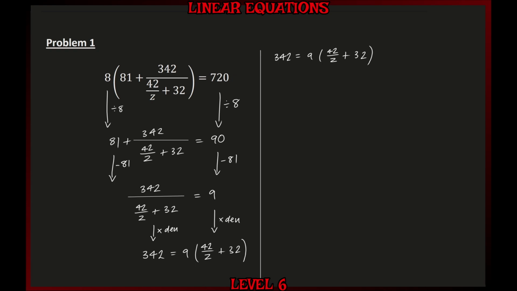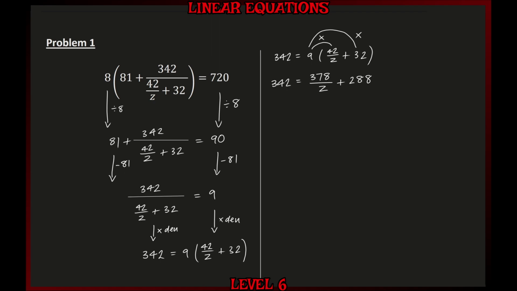So looking at the right, we'd like to expand the bracket. We're going to start by multiplying 9 by 42 over z. Now when we multiply an integer like 9 by a fraction, we can just multiply it by the numerator. So we can do 9 times 42, which is 378, divided by z. We can now multiply 9 by 32, and this gives us plus 288, and that's still equal to 342.